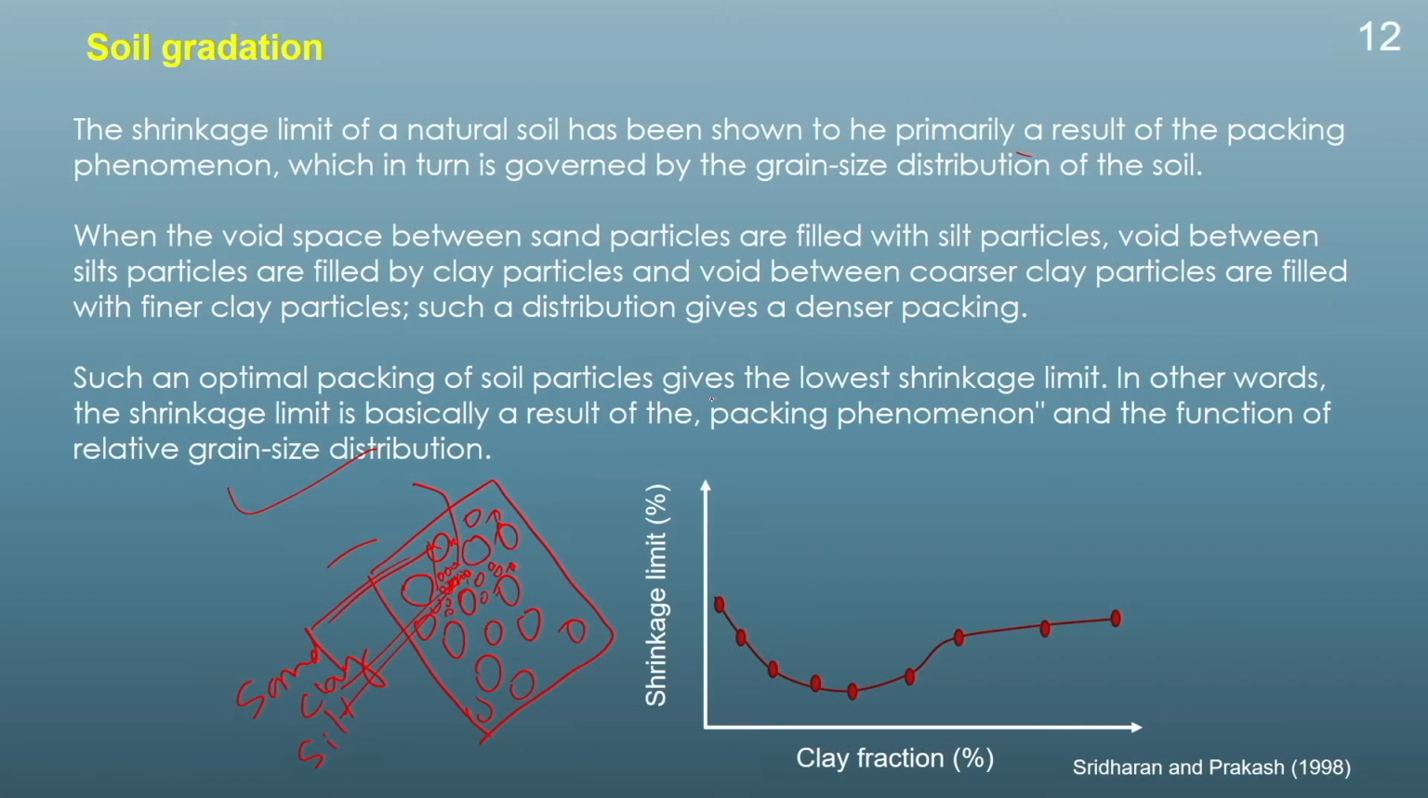So, this optimal packing of soil particles gives the lowest shrinkage, or in other words, the shrinkage limit is basically a result of the packing phenomenon and a function of the relative grain size distribution. Here we can see the shrinkage limit versus clay fraction. So, with an increase in the clay fraction, the voids between the large particles will get filled up and the shrinkage limit will keep on decreasing like this, because the soil will move to a denser packing. Now, after reaching a certain optimal point, once all these voids are filled up, then with a further addition of clay, the optimal packing will not be achieved. And here we can see there is a rise in the shrinkage limit of the soil with a further addition of clay. This is known as the critical clay fraction.